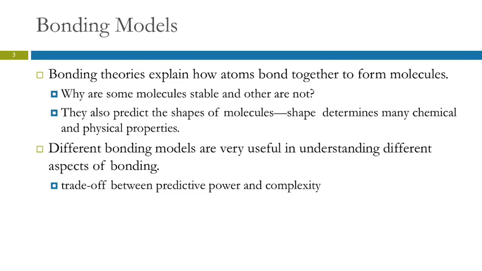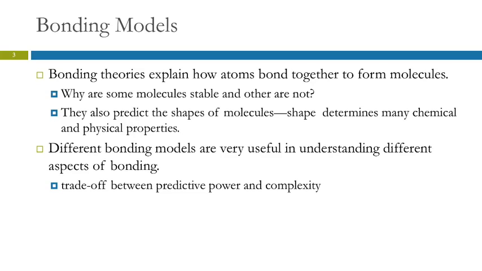Bonding theories explain how atoms bond together to form molecules. As with all theories, they allow us to predict things. They predict the shapes of the molecules. Shape is important because it determines many of the chemical and physical properties of the molecule. It also explains why some molecules are stable and others are not stable.